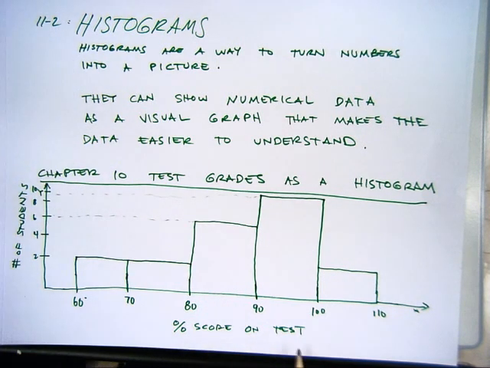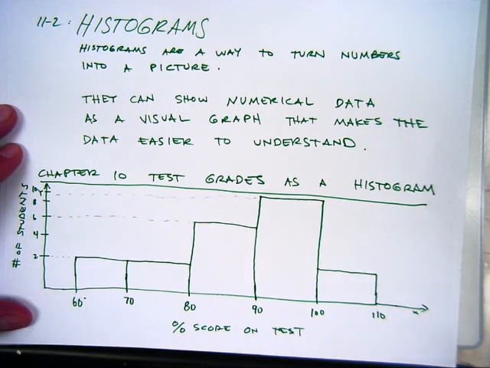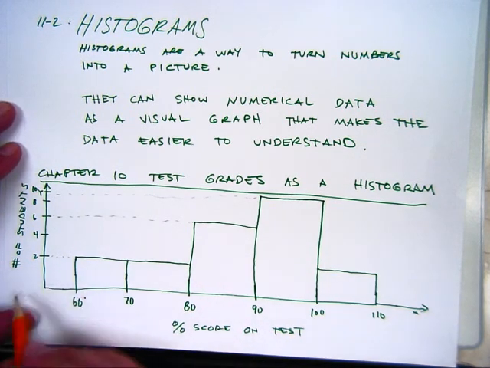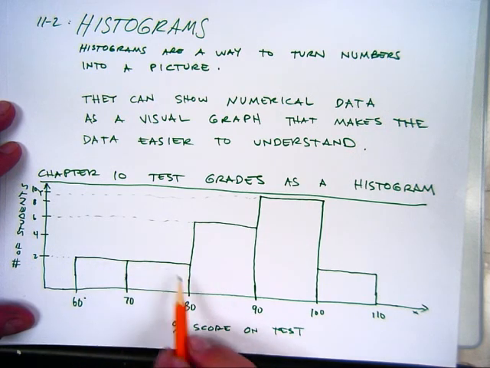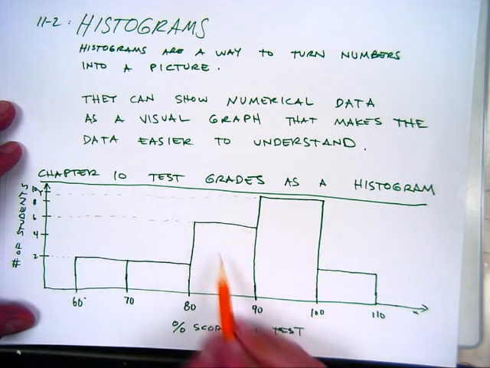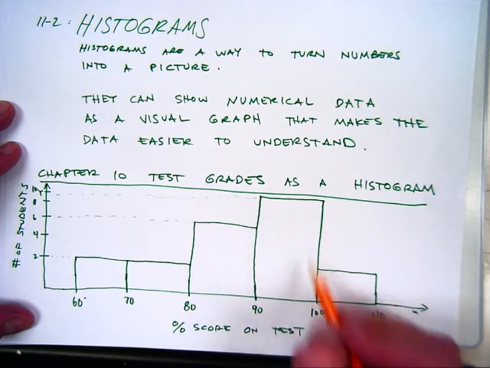On the bottom, I put your percent score on the test, and here I have the number of students. So it looks like we have 2 students here that got between 60 and 70, which obviously isn't the best. We know nobody scored below 60. We also know 2 students scored between 70 and 80. We know 6 students scored between 80 and 90. We know 9 students scored between 90 and 100.